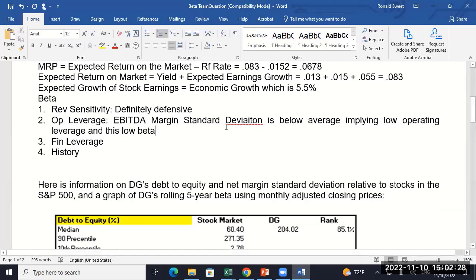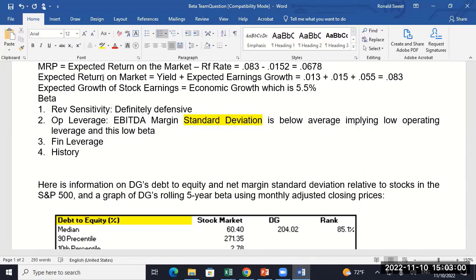So what's in my answer here? First of all, this word right here. Don't say on the exam that their EBITDA margin is below average. We don't know that. I didn't give you that information. We don't know their EBITDA margin. All I'm giving you is the standard deviation of their margins. So don't tell me their EBITDA margin is below average. Their EBITDA margin standard deviation is below average. Everybody understand that?